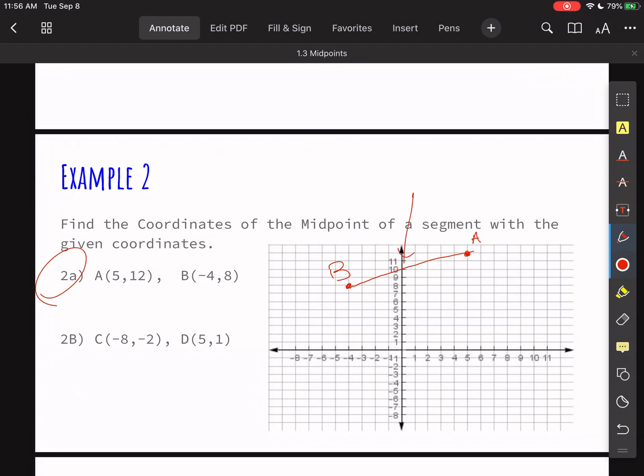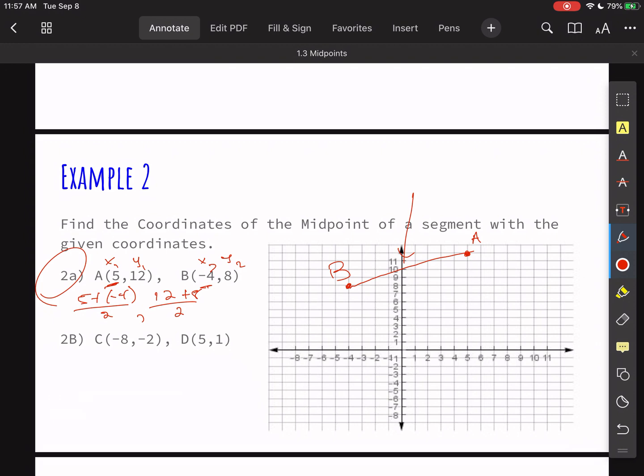Okay, to find that, I'm going to use the same strategy. All right, so I'm going to add my x's together. That's 5 plus -4 divided by 2. Then I'm going to add my y's together. All right, so it's 12 plus 8 divided by 2. You can call this x1, x2, y1, y2. Okay, so we add them together, divide by 2.